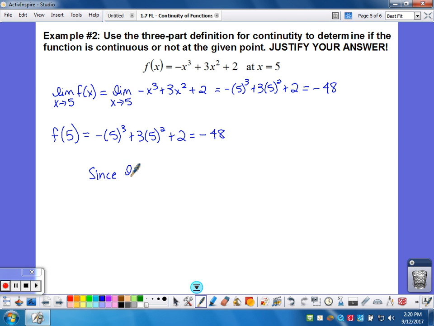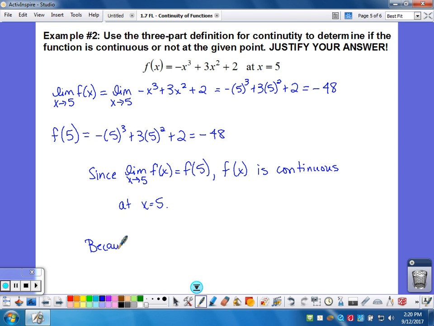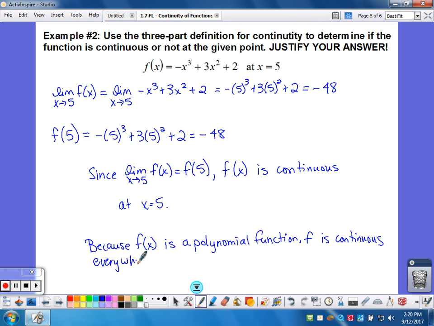So, since the limit as x approaches 5 of f of x equals f of 5, f of x is continuous at x equals 5. And I can also state that because f of x is a polynomial function, so linear functions, quadratics, cubics, any of those are polynomials. Exponential is also continuous everywhere. Because it is a polynomial function, f is continuous everywhere. This doesn't use our 3-part definition, which is why I needed this top part, but you can conclude that if you have a polynomial function, it is continuous everywhere.